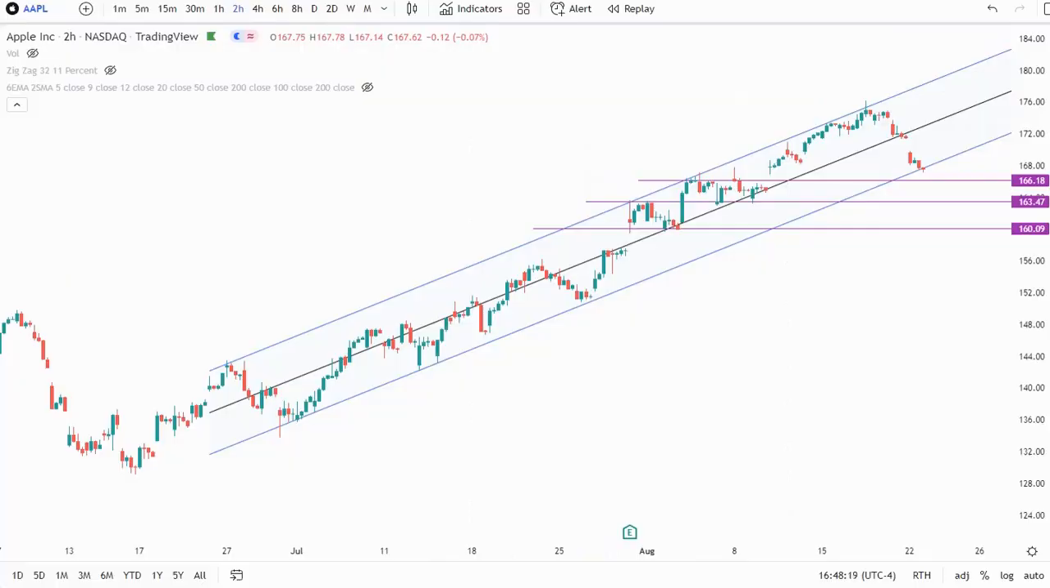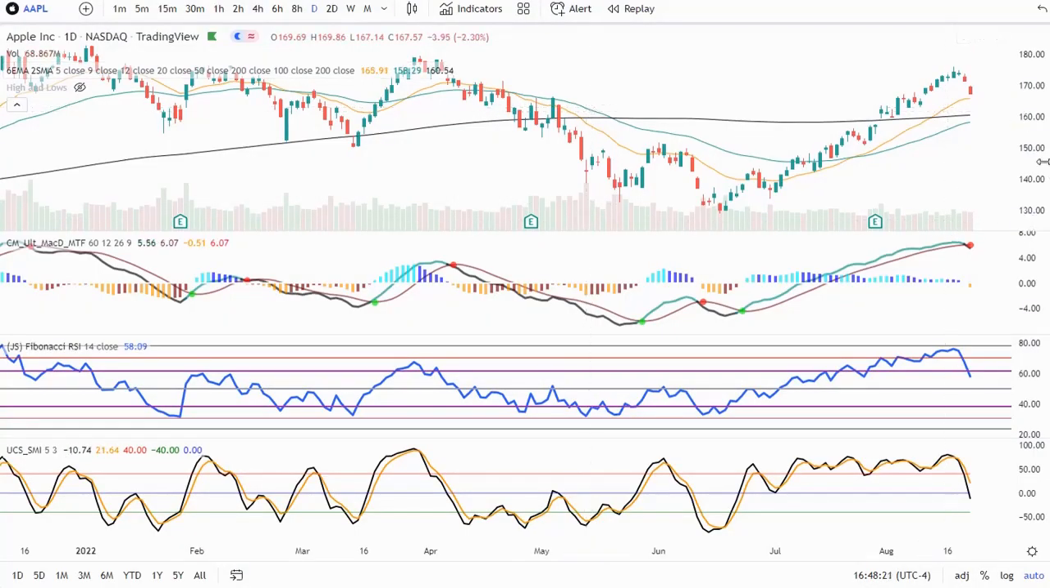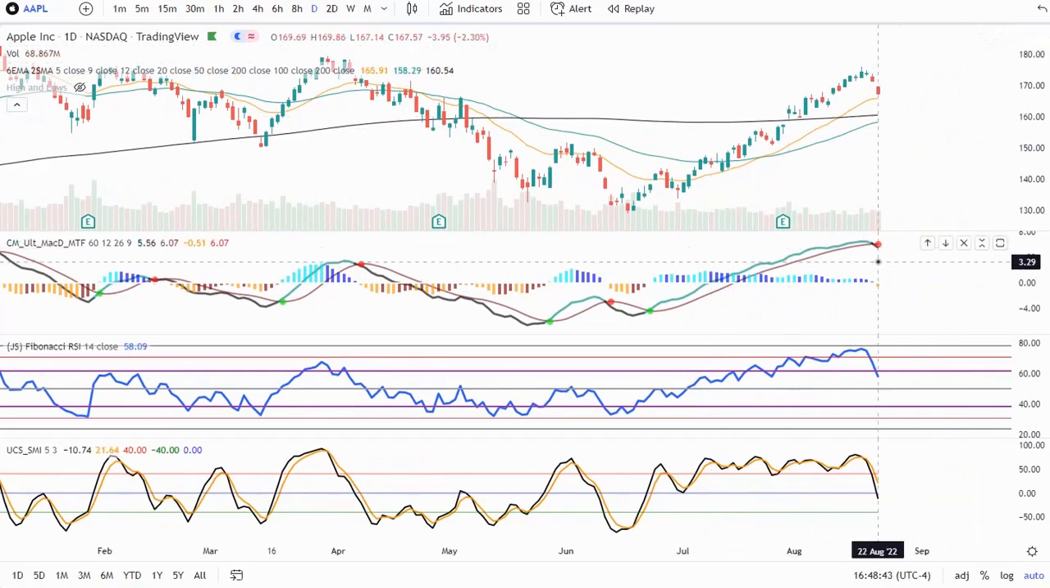Now looking at the daily chart quickly for a second, despite the sell-off in the last couple of days, I'm not seeing any technical breakdown on a daily time frame. The price is still above the daily 20, 50 and the 200-day moving averages. The momentum indicators are still fine so far. The MACD is above the 0 line, RSI above the 50 line.